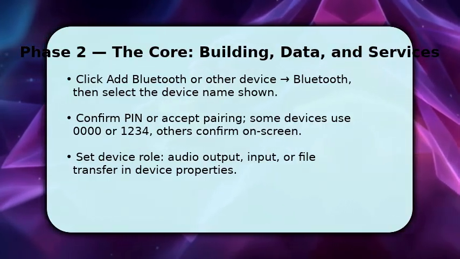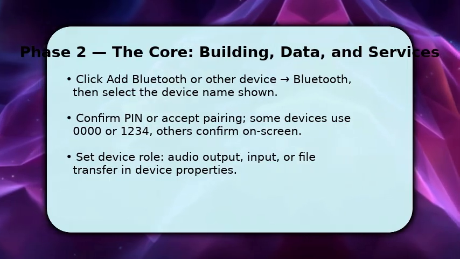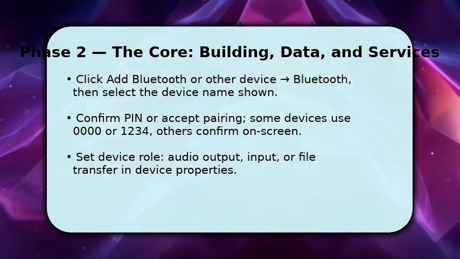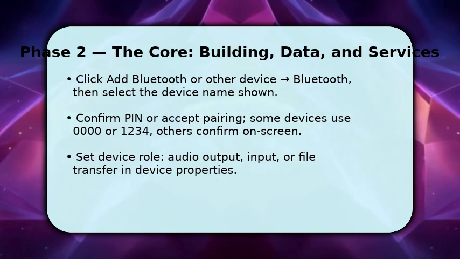Once paired, go into the device properties to choose its role. Set it as audio output for sound, microphone for input, or enable file transfer. This ensures Windows routes the right streams and avoids latency or missing features.